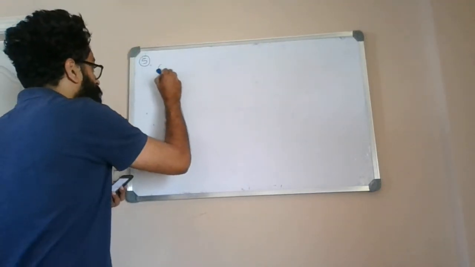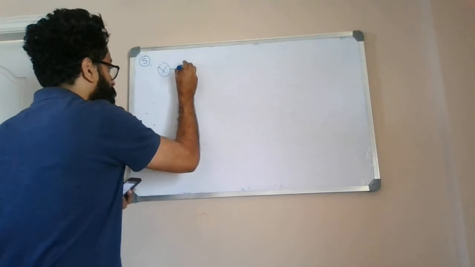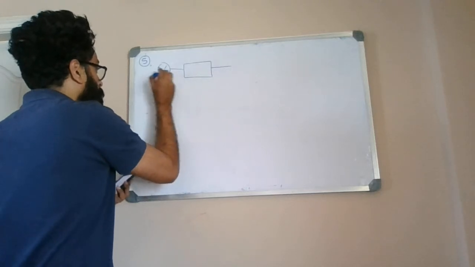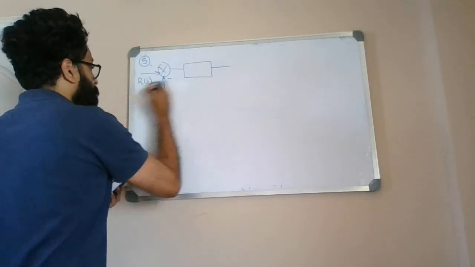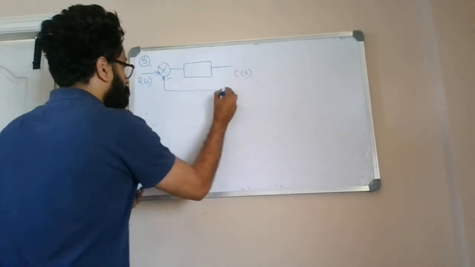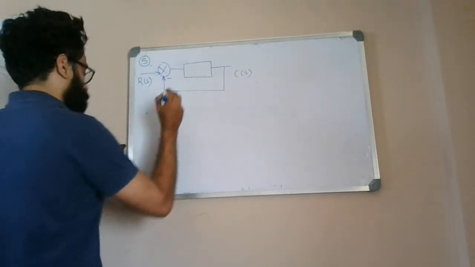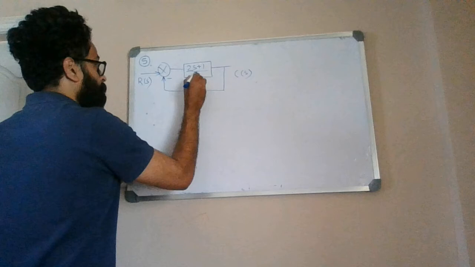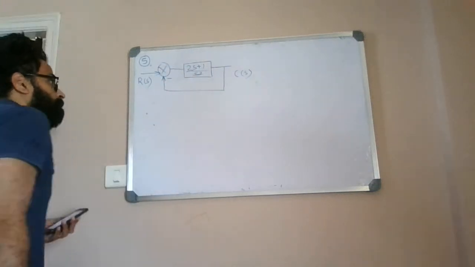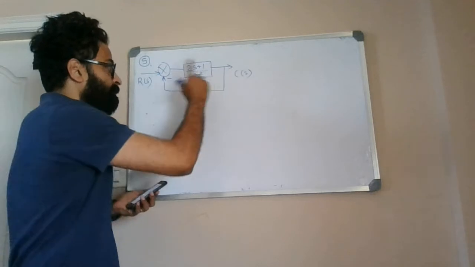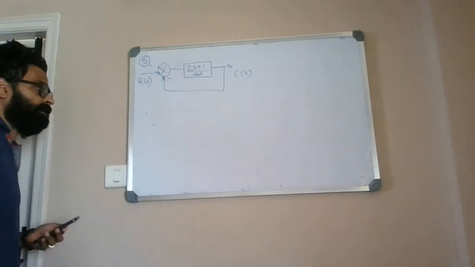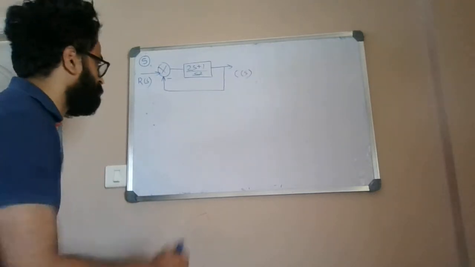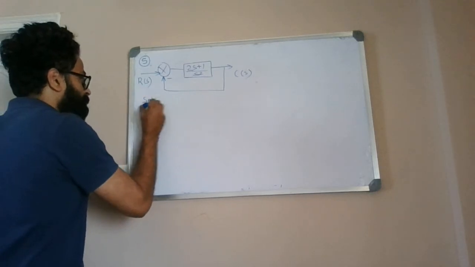So, the given system is a closed loop system with unity feedback. So this is the given system. All right. And you're supposed to find the step response, unit step response, right? Fine. So let's try to solve this.